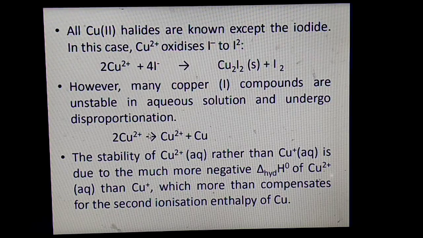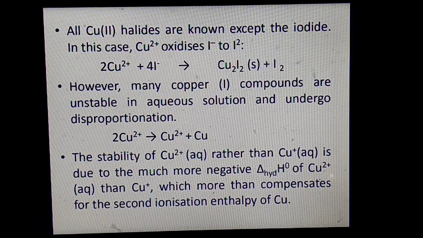undergoes disproportionation in the aqueous solution, it produces two species, Cu2+ and Cu in the zero oxidation state. The stability of Cu2+ rather than Cu+ is due to much more negative ΔH hydration, that is the hydration enthalpy, of Cu2+ than Cu+. So what is the answer? Why is copper 2+ more stable than copper +1 in the aqueous solution?